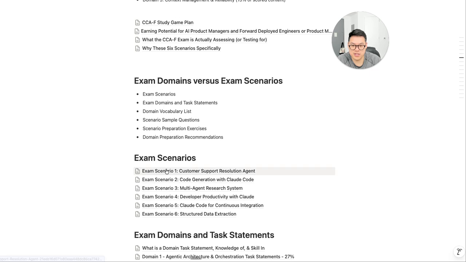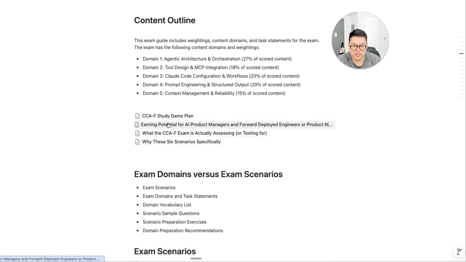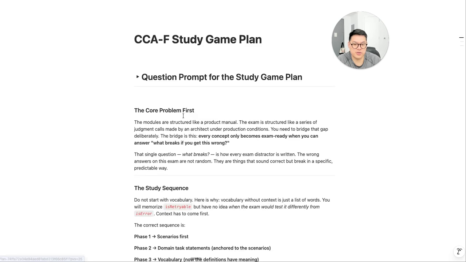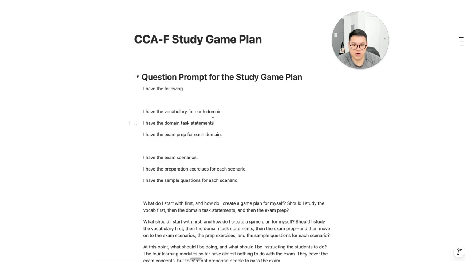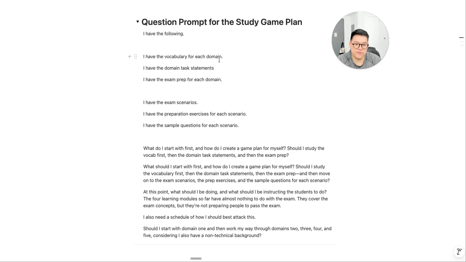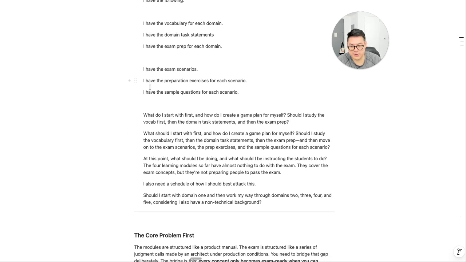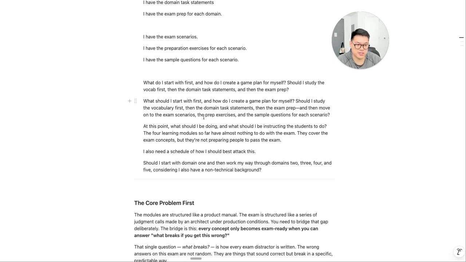With that said, you see here, this is actually my study plan, right? And I actually made this prompt, which is I have the exam vocabulary for each domain. I have the domain task statements. I have the exam prep. I have the exam scenarios. I have the prep exercises for each scenario. I have, like, what the hell do I do with all this information? Because now I've got to go ahead and actually pass this.